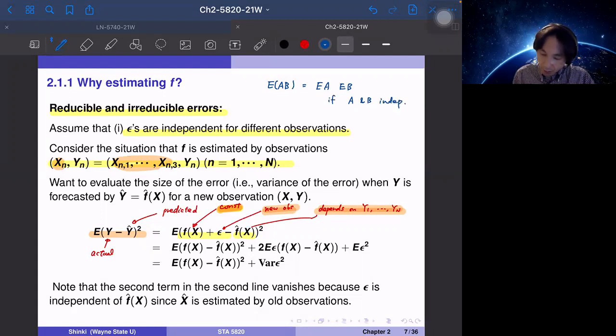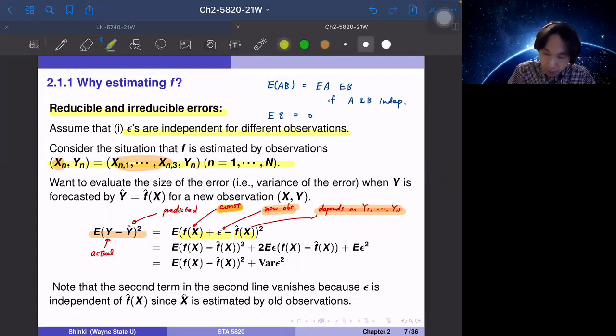Right. So actually the cross term cancels, and also we would like to note that the expectation of epsilon is 0. Error is centered at 0. So that's why we say this is error. Otherwise, this is a bias. Okay, so then we can decompose it.